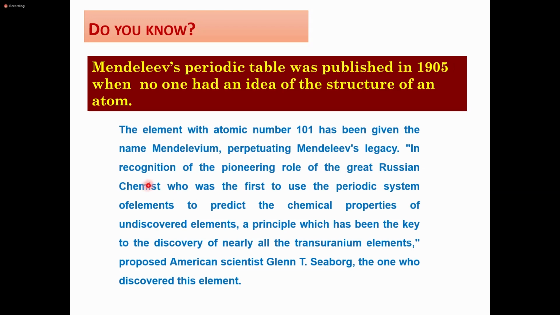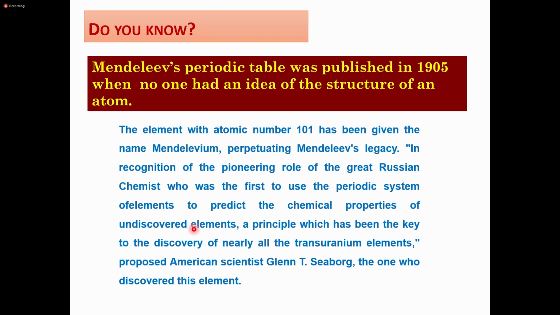So in recognition of the pioneering role of the great Russian chemist, who was the first to use the periodic system to predict the chemical properties of undiscovered elements, a principle which has been the key to the discovery of nearly all the transuranium elements, the American scientist Glenn T. Seaborg, the one who discovered this element, proposed the name. At that time this element was not discovered, but after discovering this element with atomic number 101, the name was given for the legacy of Mendeleev.